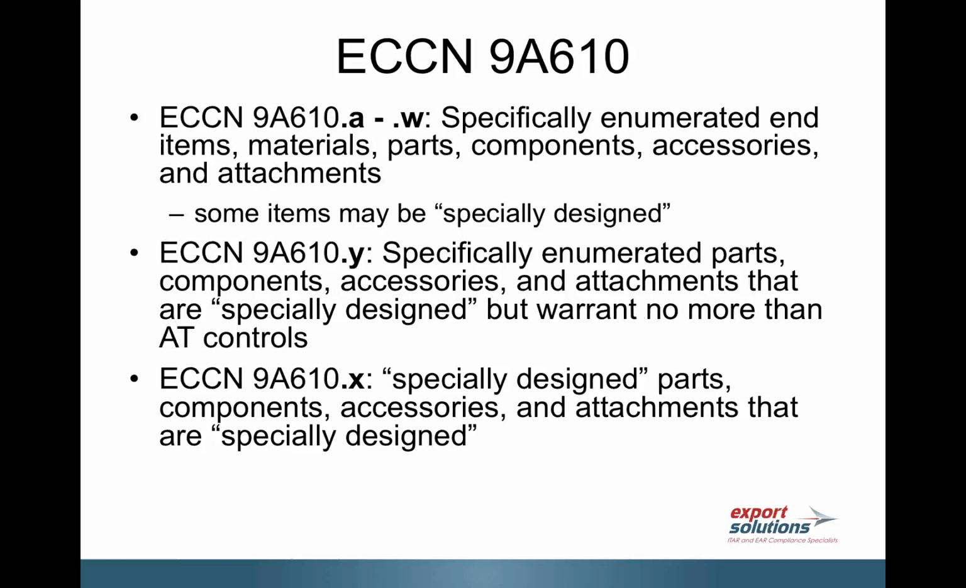Under 9A610, subparagraphs A through W, you'll see specifically enumerated items, materials, parts, components, etc. And some of these items may be specially designed. Some may not meet the definition of that, so you have to use that decision tree tool. We talked a little bit about subparagraphs Y and Z for parts and components.